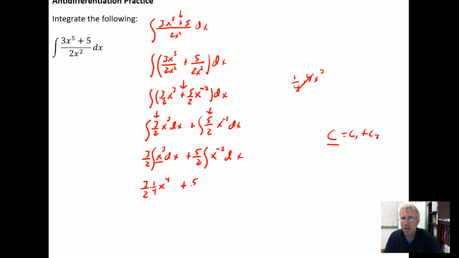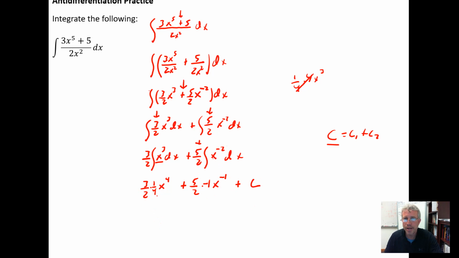So here I'm going to get my constant multiple times the antiderivative of x to the negative 2. For this one, I'm going to increase the exponent by 1. So negative 2 plus 1 is negative 1. And then we're going to need to multiply by the reciprocal of negative 1, which is just negative 1. So when we differentiate, the negative 1 times negative 1 becomes a positive 1, multiplied by 5/2 gives us our 5/2 back here. And we go plus a constant of integration.